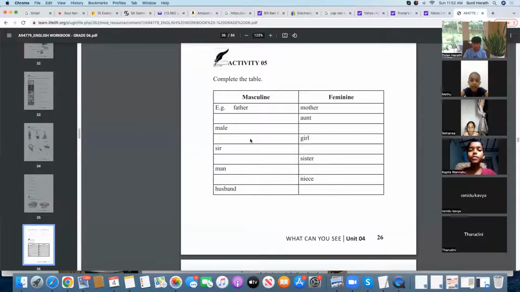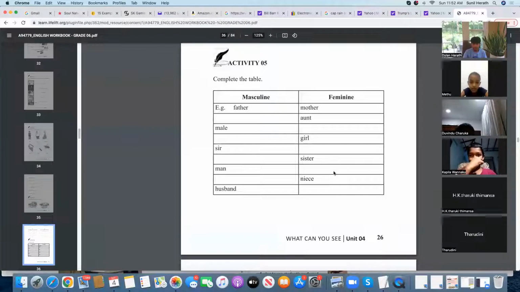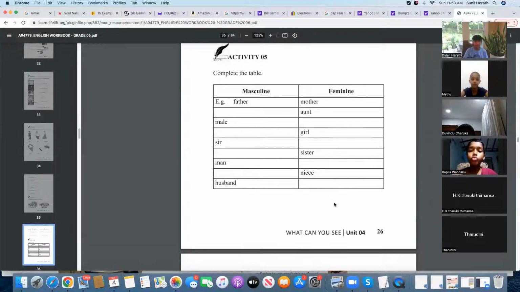Boy. Thank you. What is the feminine version of sir? Teacher. Thank you. Yes. What is the masculine version of sister? Brother. Yes, thank you. What is the feminine version of man? Woman. Yes, thank you. What is the masculine version of niece? Nephew. Yes. And finally, what is the feminine version of husband? Wife. Thank you. So that was perfect.